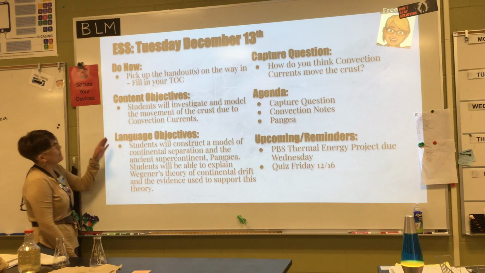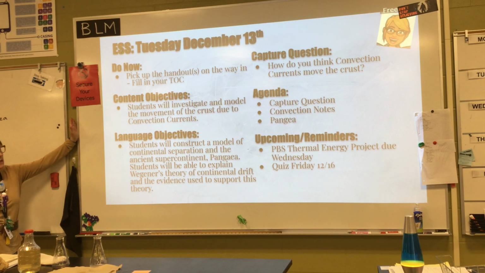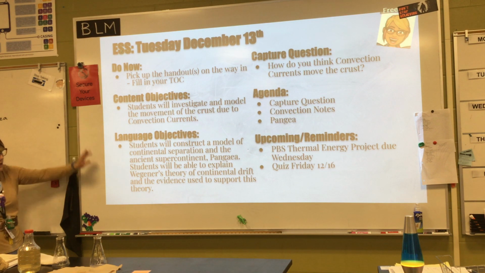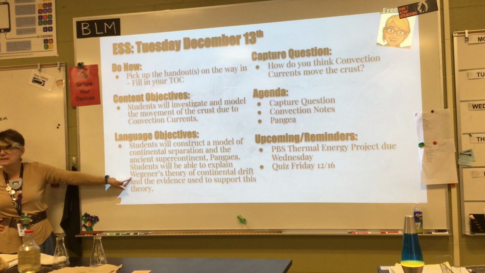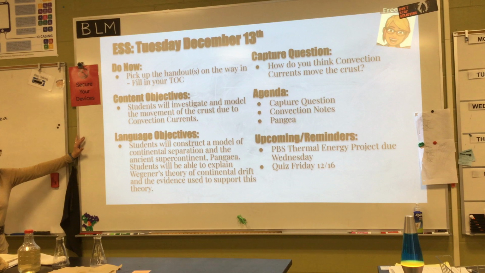Okay. Today, content objectives. Students are going to investigate and model the movement of the crust due to convection currents. How are we going to do that? Well, students will construct a model of continental separation and the ancient supercontinent Pangea. Students will be able to explain Wegener. I know that that's a W, but we say V as in victory because it's German. Wegener's theory of continental drift and the evidence used to support this theory.